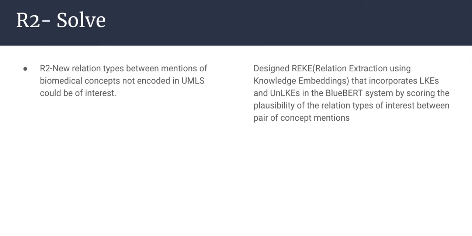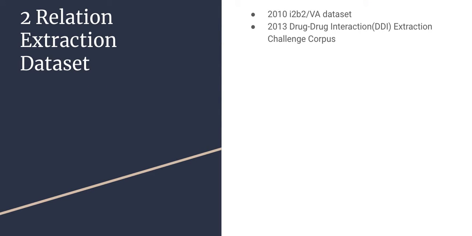What is the next issue? It is that new relation types between mentions of biomedical concepts, which could be of interest, are not encoded in the UMLS. For example, there could be a new relation formed between two entity types. For this, they have designed Reiki, a relation extraction system using knowledge embeddings that incorporates the LKE or unlexicalized knowledge embeddings in the Bluebird system by scoring the plausibility of the relation types of interest.